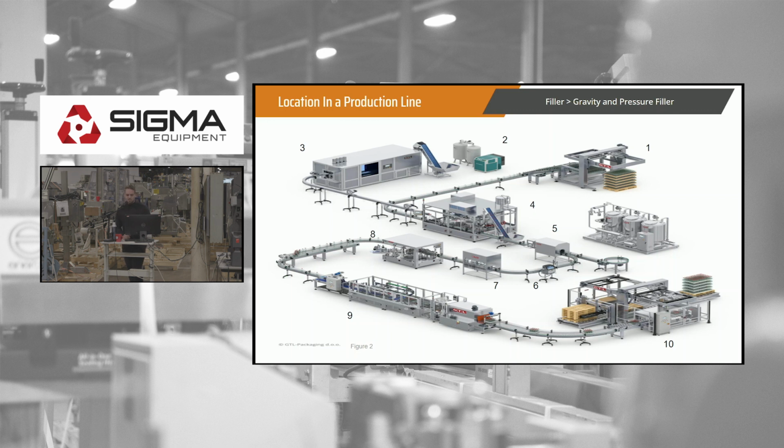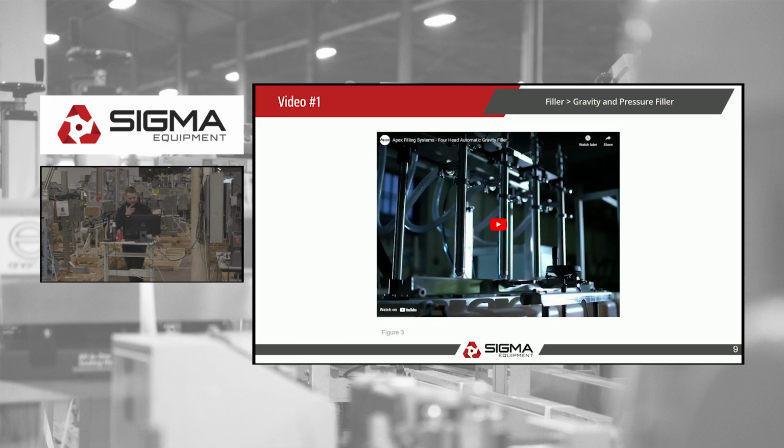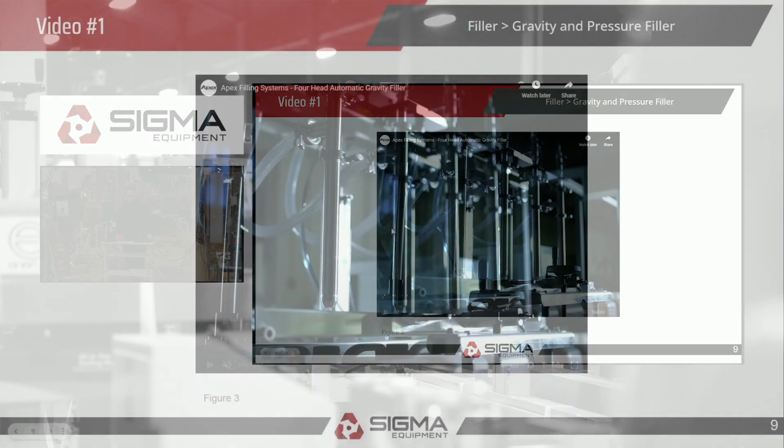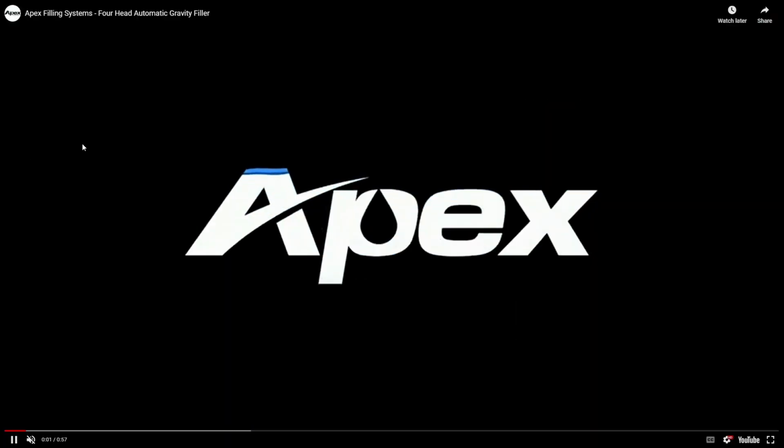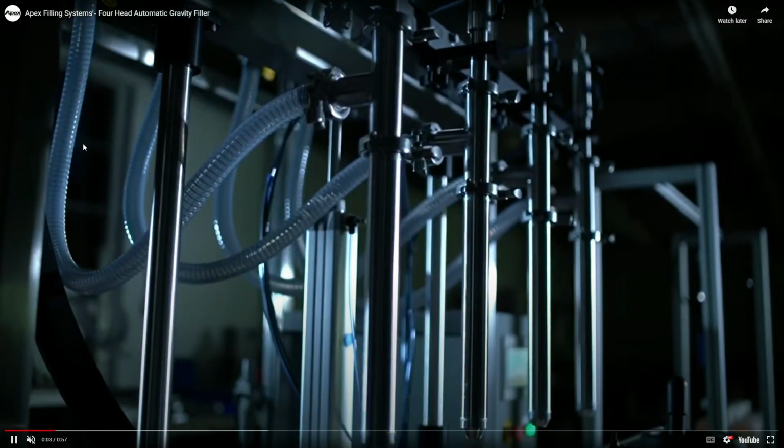But this just kind of gives you a sense of, hey, there's a ton of stuff to talk about whenever customers get into the filler question. So our first video here is going to be by Apex Filling Systems. This is a 4-head automatic gravity filler.